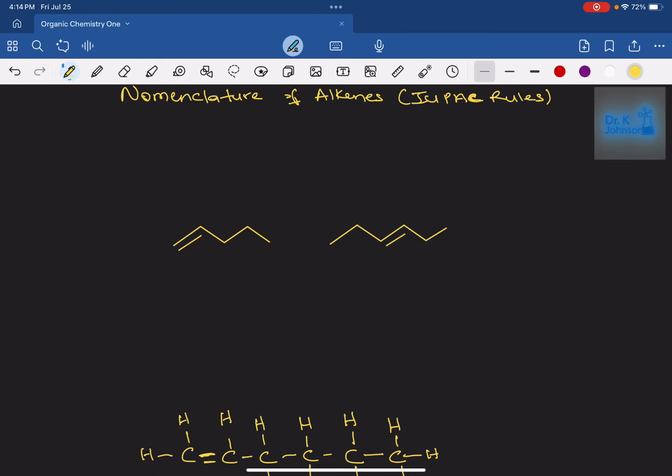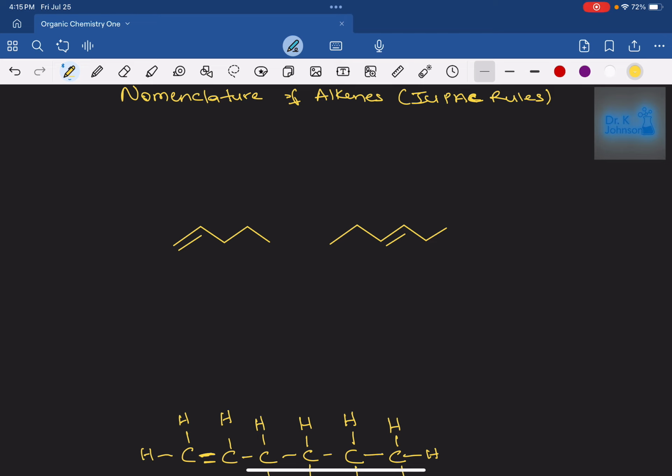Let's talk about naming our alkenes using the IUPAC system. Now, naming your alkenes is similar to how you would name your alkanes, right? The difference is this time around we have a carbon-carbon double bond, and I like to say that the carbon-carbon double bond rules, right? This is what I mean by that.